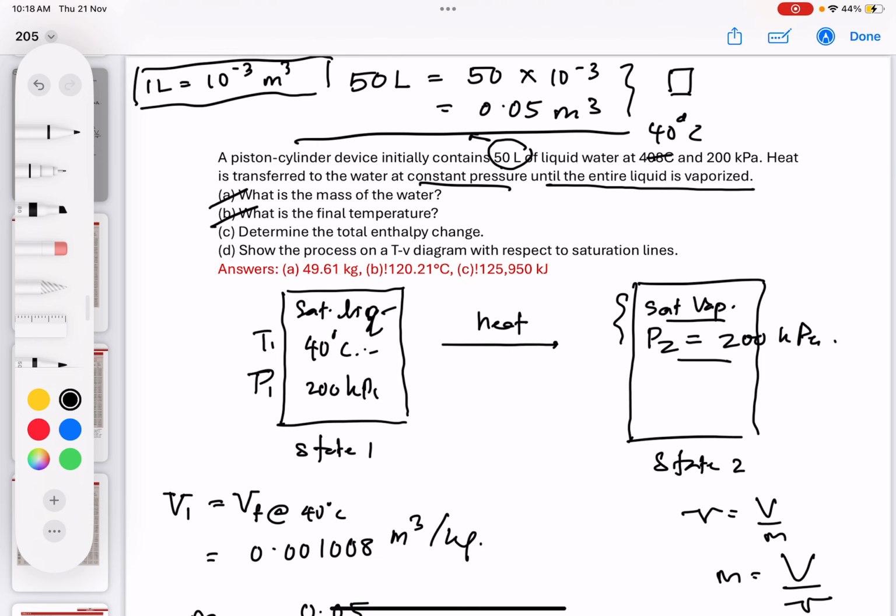Determine the total enthalpy change. Total enthalpy change means H2 minus H1. But I do know that from the steam table, I can get H2 minus H1.